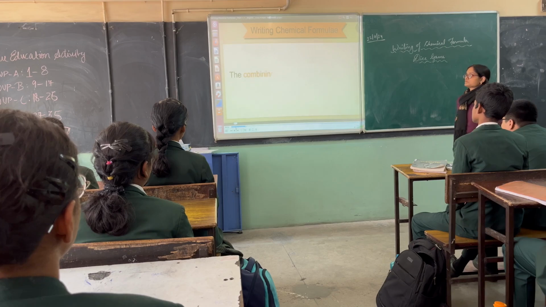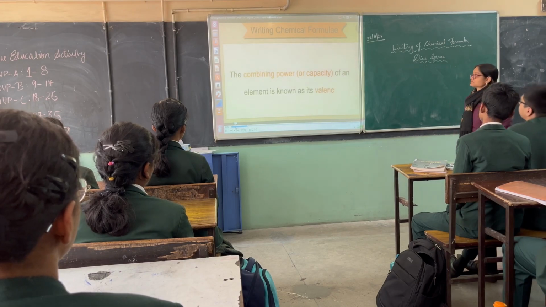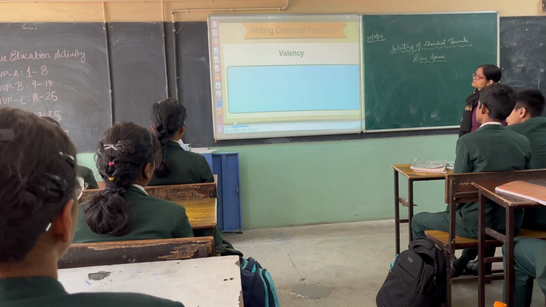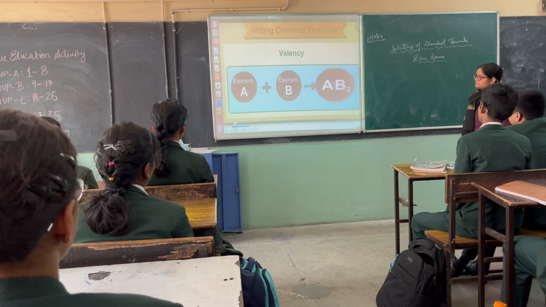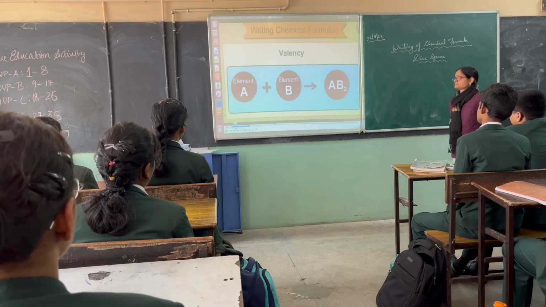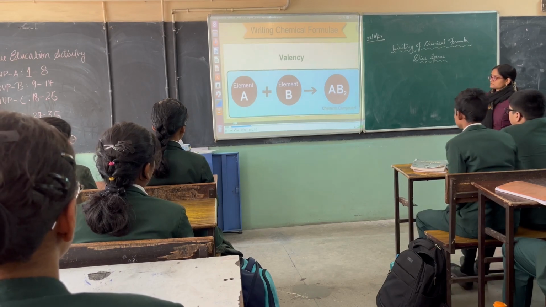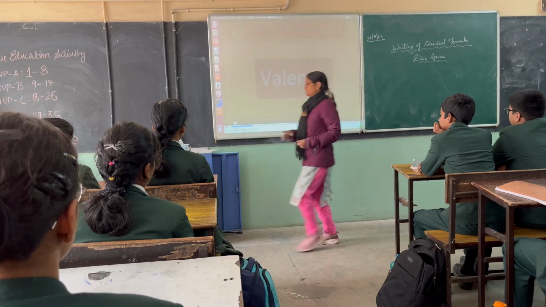The combining power or capacity of an element is known as its valency. Valency can be used to find out how the atoms of an element will combine with the atoms of another element to form a chemical compound. Let us understand valency by an example.